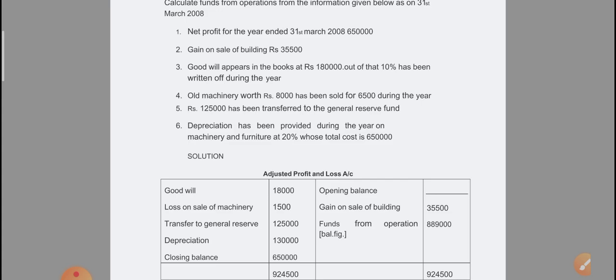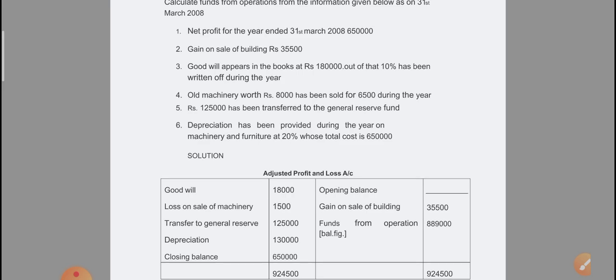Next, goodwill appears in the books at rupees 1,80,000. Out of that, 10% has been written off during the year. So it means the total value of the goodwill of that company is rupees 1,80,000, and 10% has to be deducted. What is 10% of 1,80,000? That is 18,000. So the 18,000 goodwill written off has to be taken at the debit side of the adjusted profit and loss account.